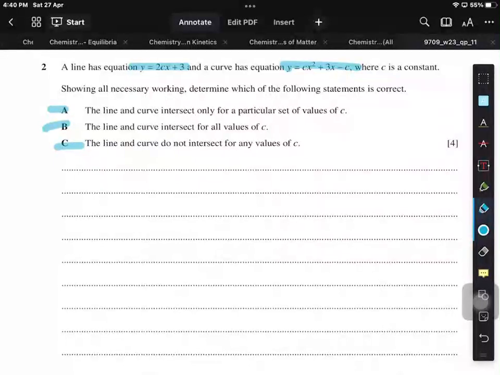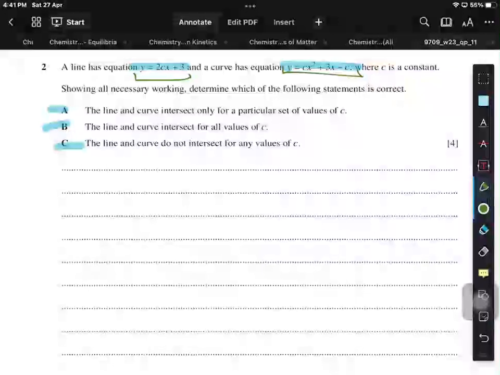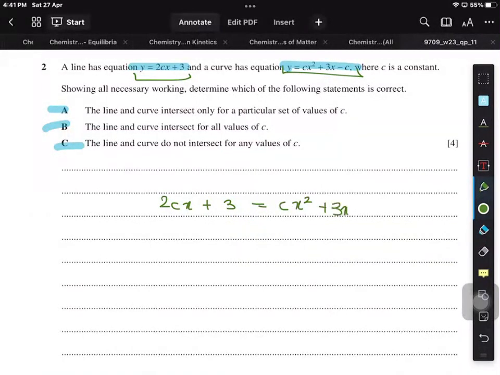Right. So how do we approach these types of questions? The first thing that we have to do is to basically figure out b square minus 4ac, right? Using b square minus 4ac, we would know where they intersect, okay? So let's see. We can equate this line and this curve. So that would be 2cx plus 3 is equal to cx squared plus 3x minus c, right?